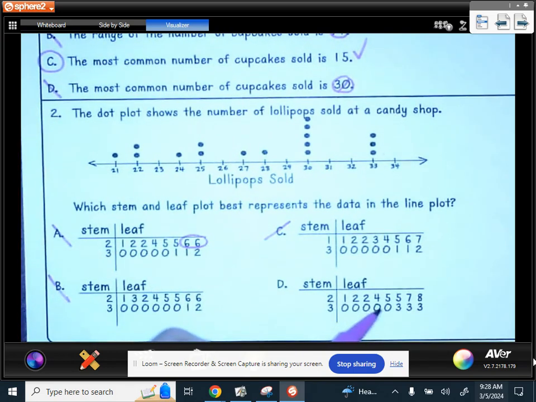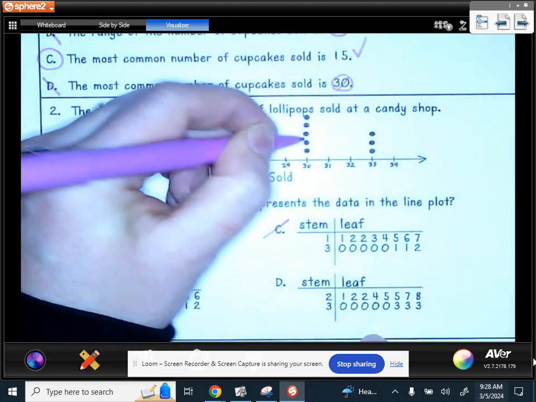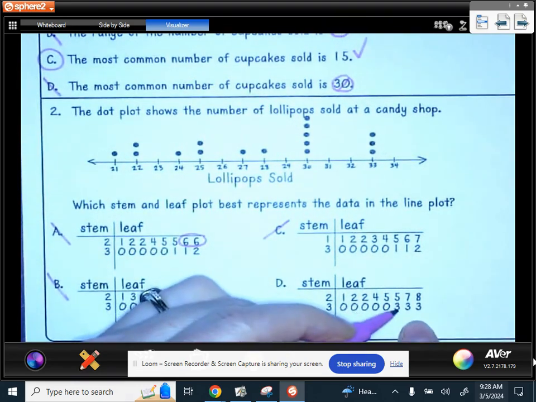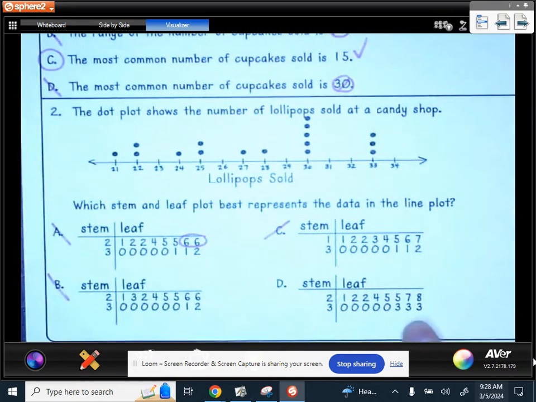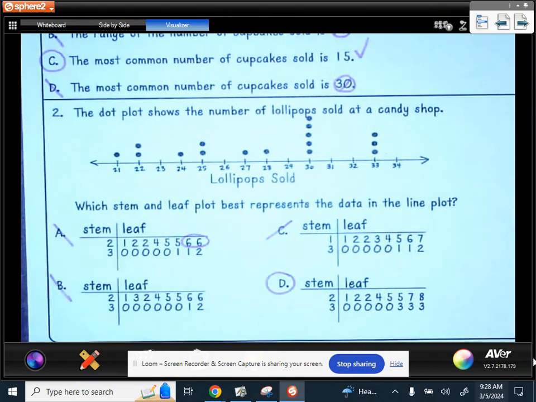1, 2, 3, 4, 5 30s. So 1, 2, 3, 4, 5. That looks good. And then 3 33s. 1, 2, 3. Yep. So answer choice D is our answer there.